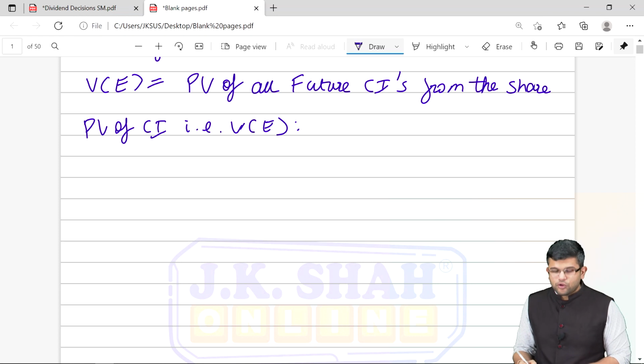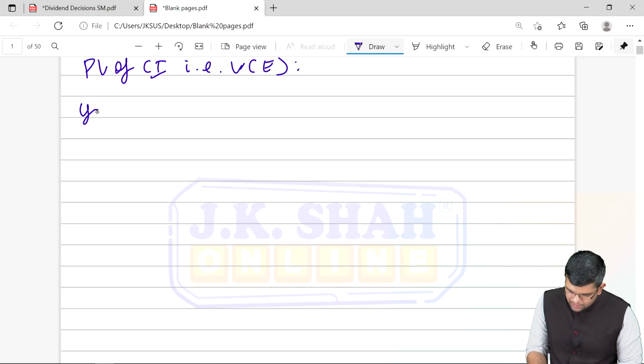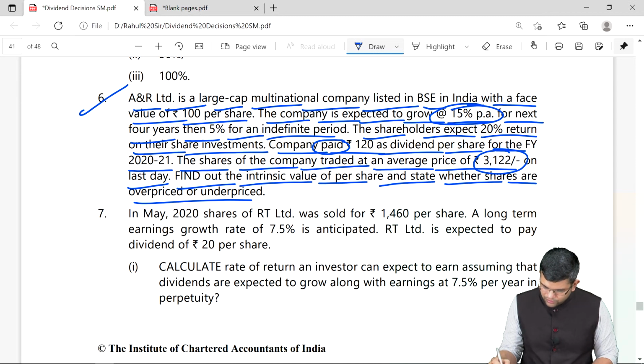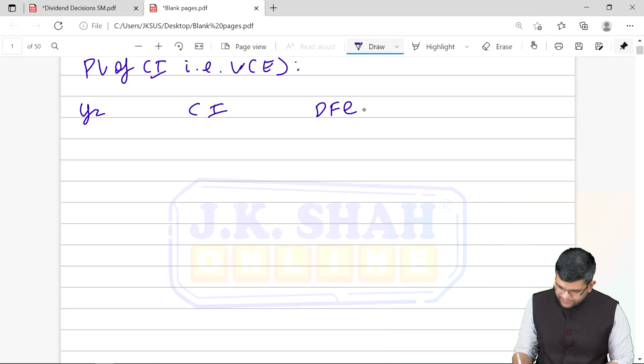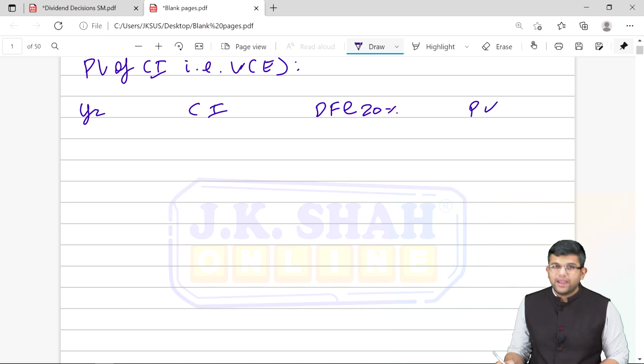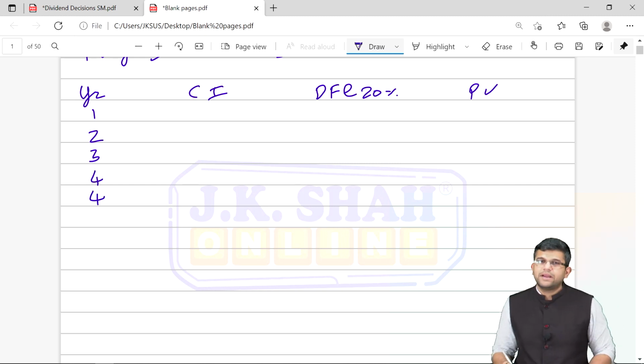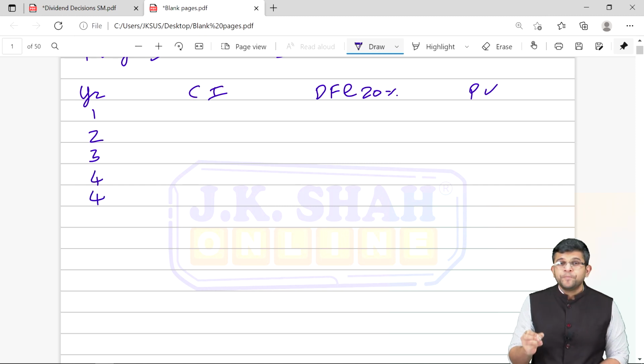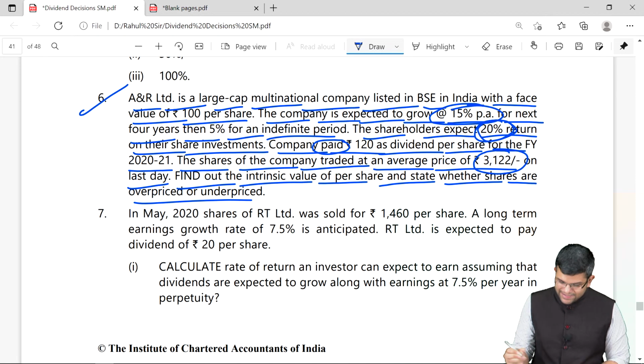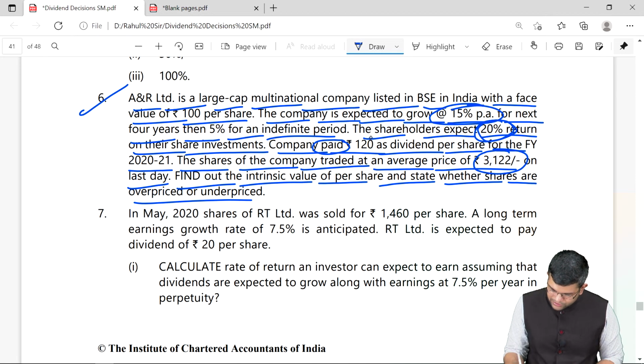Okay, 4 columns will be made: year, cash inflow, discounting factor at the rate, and present value. What is your required rate of return, children? Your required rate of return is 20%. So discounting factor at the rate 20% and present value. In here, children will write down 1, 2, 3, 4, 4. Everybody clear? 1, 2, 3, 4, 4. Now children, what was your D0? Last year's dividend given to you is 120.